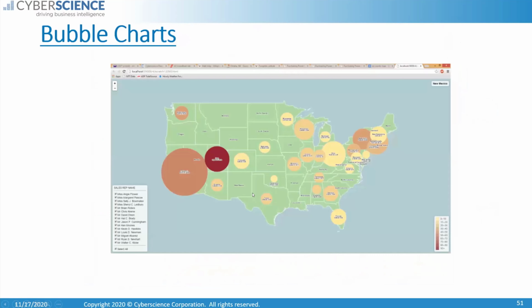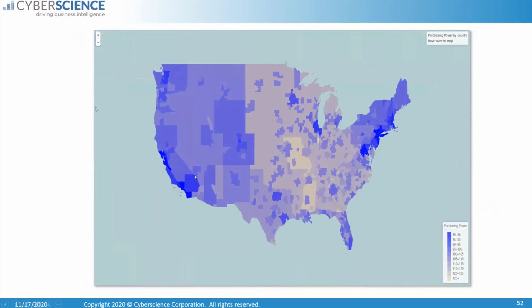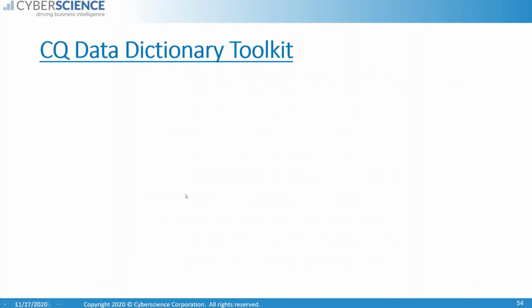Here's some of the maps I was telling you about. So these little bubble maps, and then the parameters are built right into it. Here's like a geospatial map within Cyberquery. And then of course scorecarding. If you want to go ahead and do your own scorecarding with Cyberquery, you can do that too.